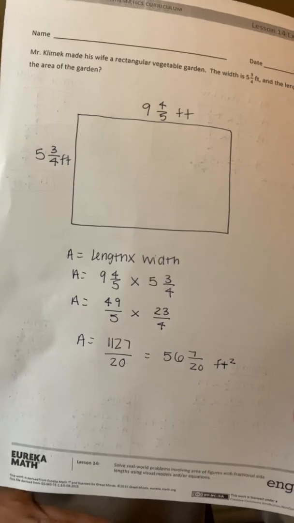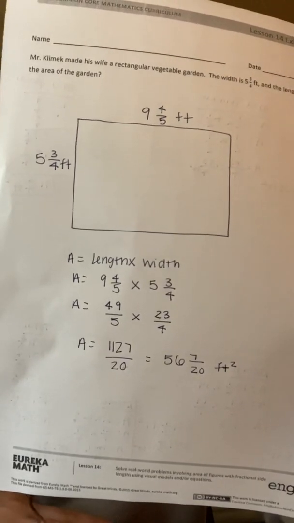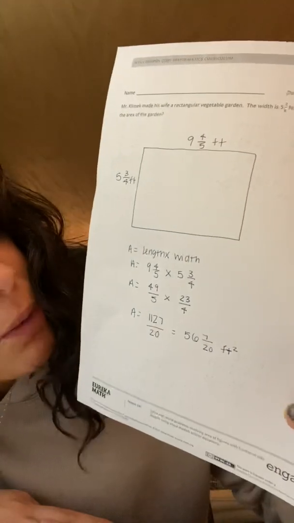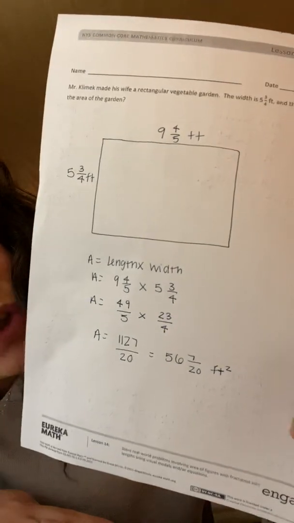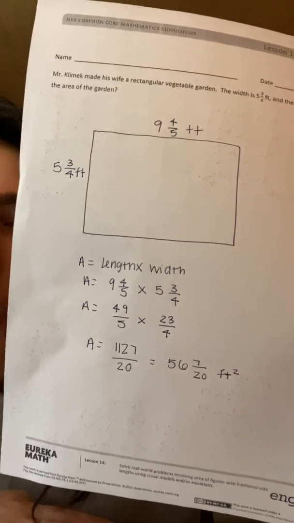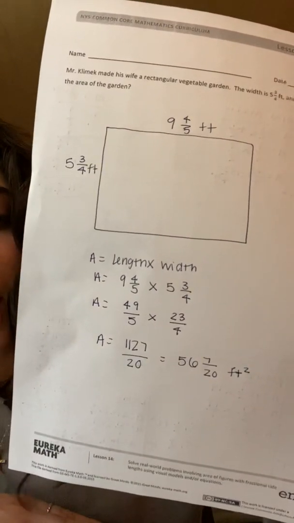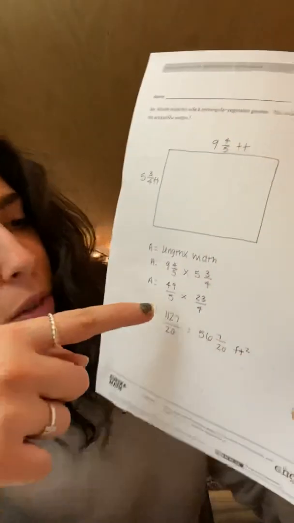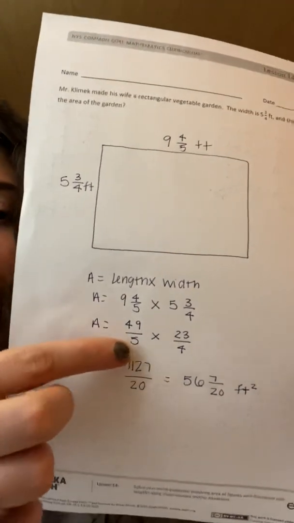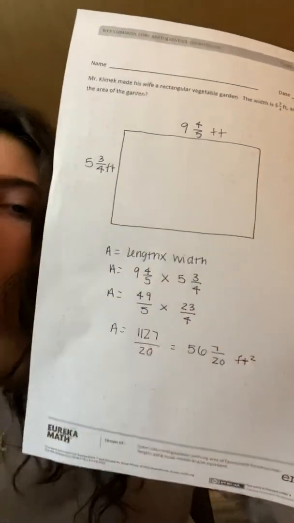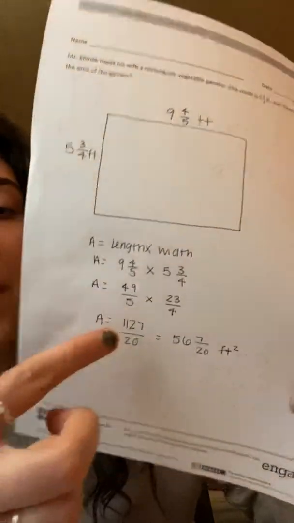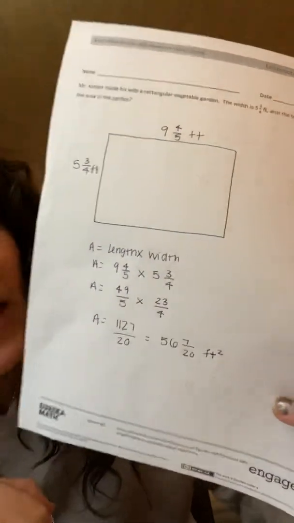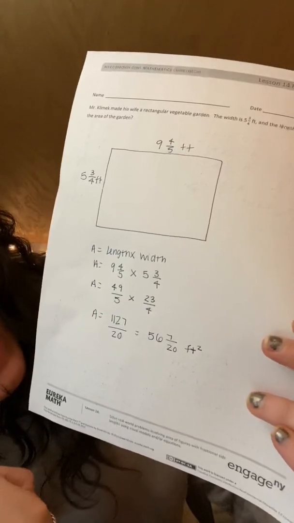I changed those mixed numbers to improper fractions. So my new numbers were 49/5 times 23/4. I took my numerators, multiplied them together. I got 1,127, and I took my denominators, 5 and 4. This doesn't really look like a 5 on camera, but I promise in person it does. My denominators were 5 and 4, which gave me 20. I took this fraction, I divided it, and I got 56 7/20 feet squared. So that was your lesson for today.